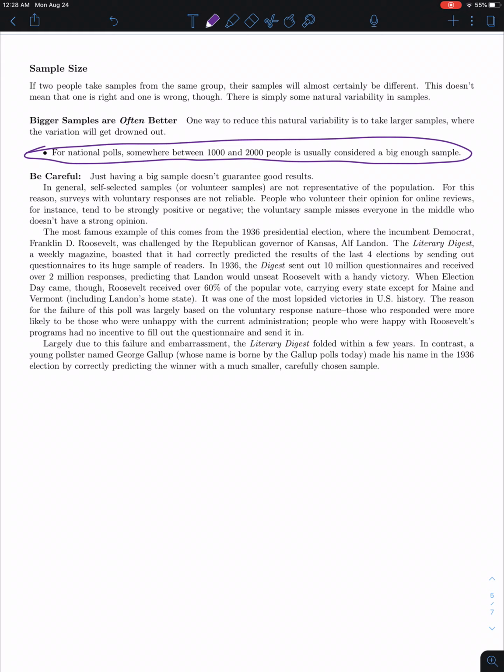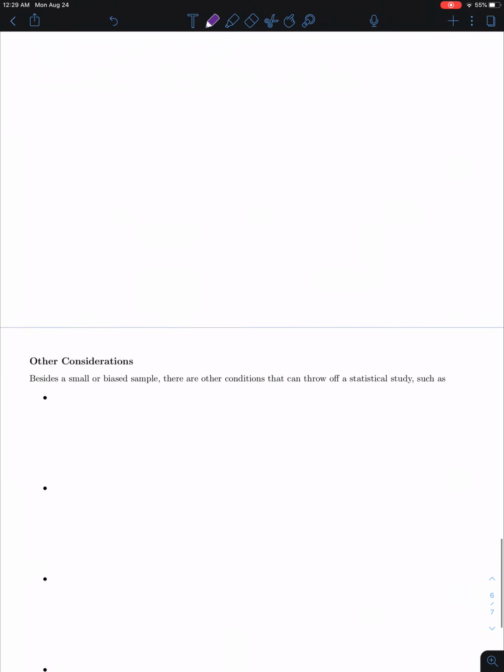The next thing is a nice tidbit for any history buffs out there. If you want to read that little bit on your own, it's a cool little thing where a survey wasn't done very well, and because of it, they made a prediction that was totally wrong. So that's where sampling and surveys come in very handy.